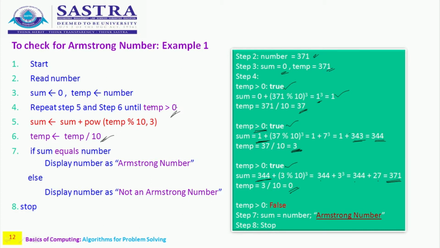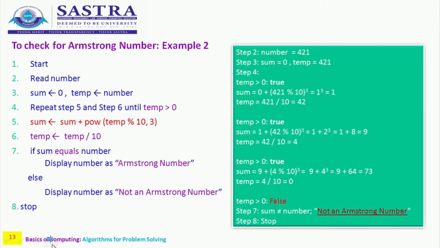It will go back and check for this condition. Temp must be greater than 0, but this is not greater than 0. So the condition fails. Once you are coming out of the condition, you have to check whether sum is equal to number. So your sum is 371, and the number entered by the user is 371. Both are equal. If both are equal, then you have to characterize the number as an Armstrong number. With that, you can stop your code.